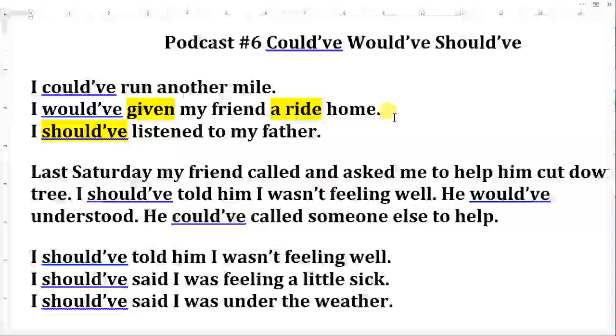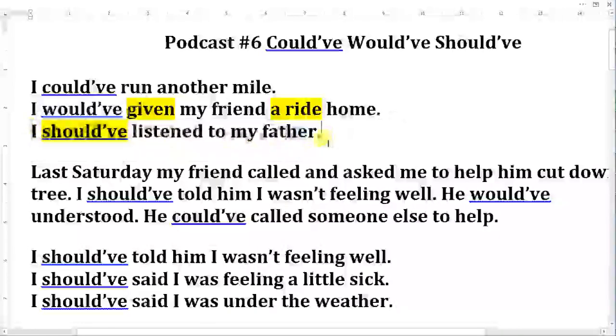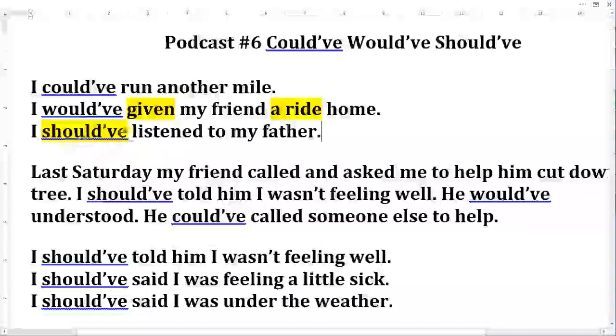When you say, I should have listened to my father, it means you wish you had listened to your father, but you did not listen to him. Repeat. I should have listened to my father.